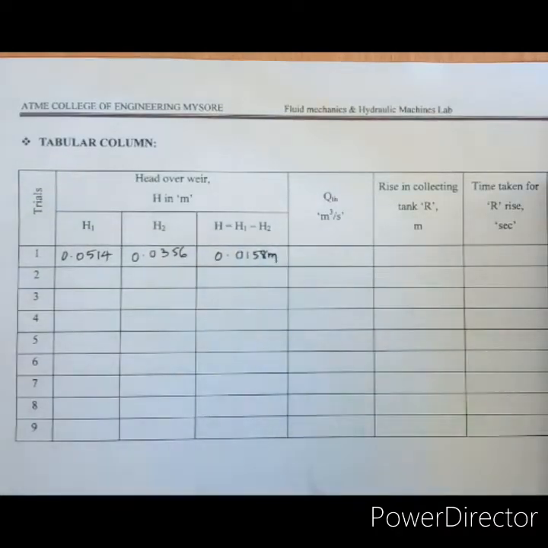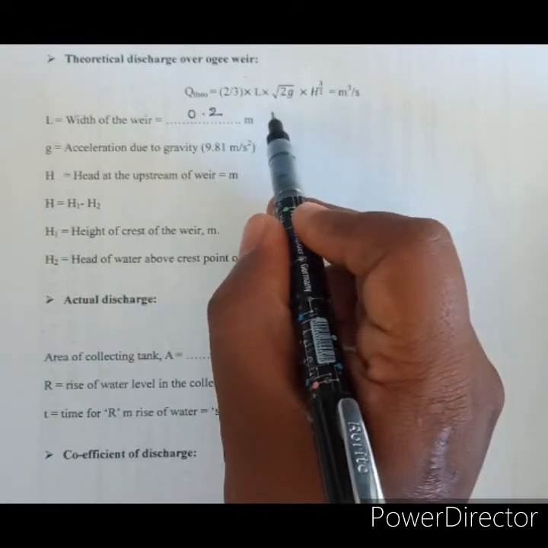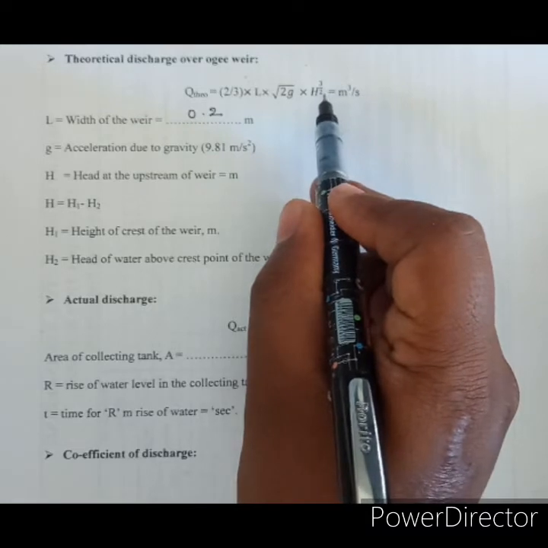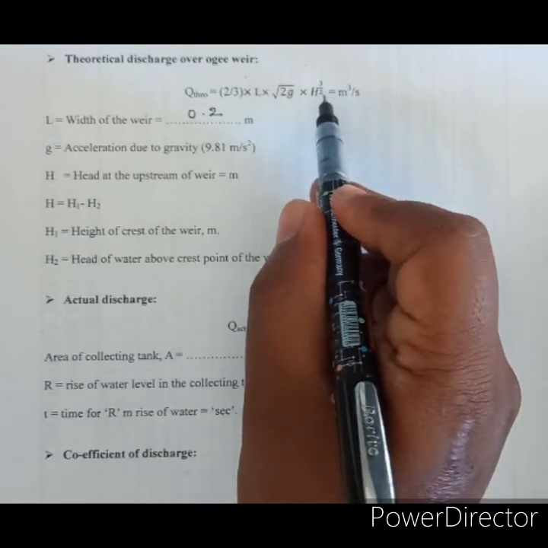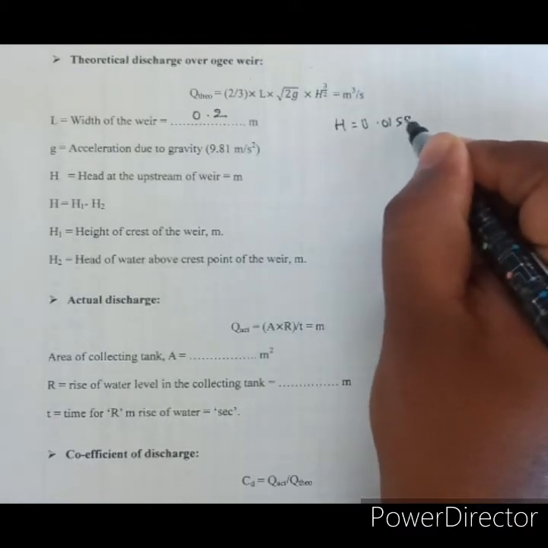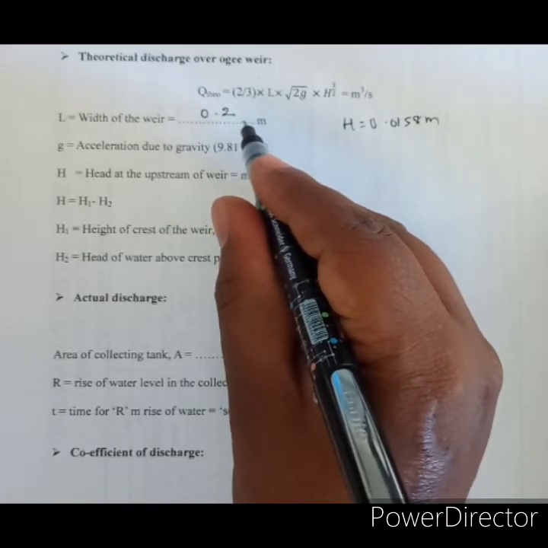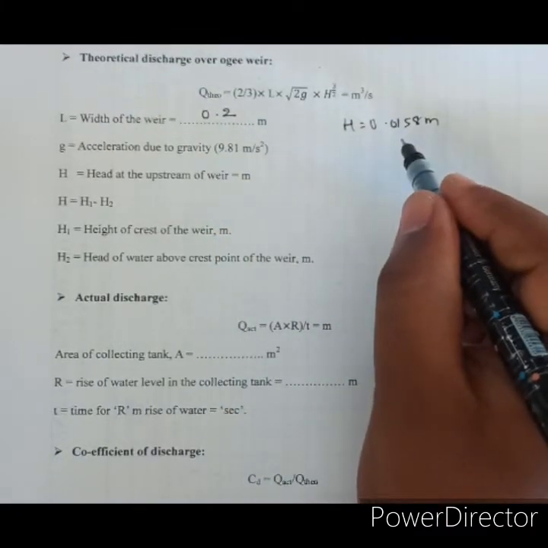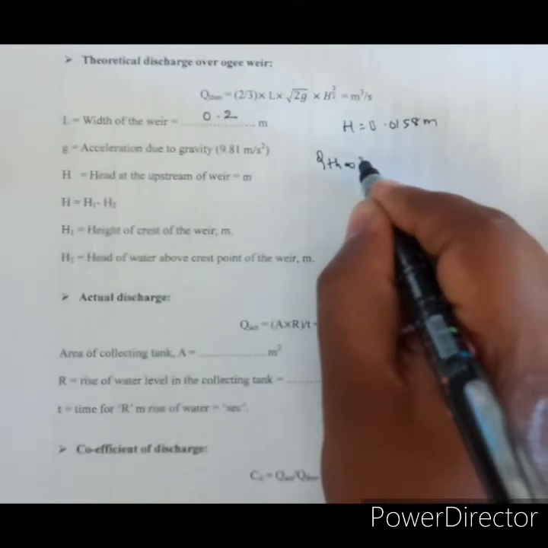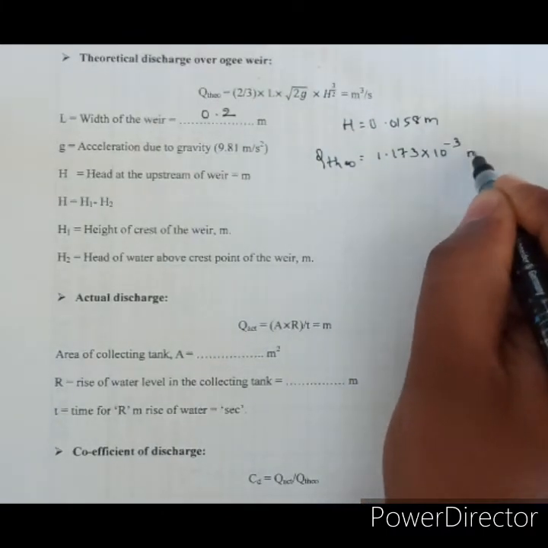0.0158 meter. The Q theoretical with respect to the ogee weir is calculated by the formula 2/3 into L into square root of 2g into H to the power 3/2, where H is the head over the weir, which is taken as 0.0158 meter. L is the width of the weir, which is taken as 0.2 meter. Therefore, if we substitute the length of the weir value and head over the weir value, the Q theoretical will be 1.173 into 10 power minus 3 meter cube per second.